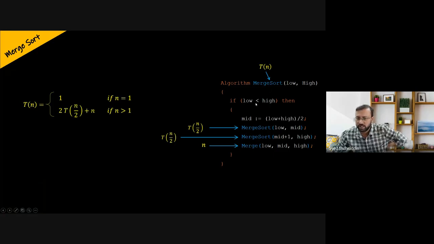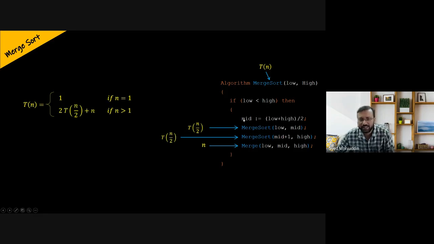If low is less than high, that means problem is large. If the problem is small, that means n is 1. So if n is 1, time complexity is 1 itself. It's a unit time to compute because there will be only one element in the array and you don't have to do anything, it's already sorted. Then if low is less than high, otherwise that is n greater than 1.